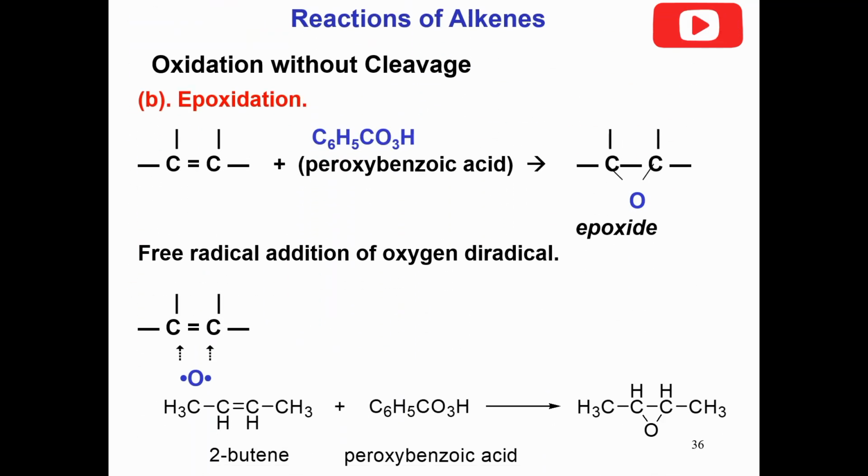Under oxidation without cleavage, we have epoxidation. In epoxidation, we are going to use peroxybenzoic acid to form an epoxide. So whenever you see a reaction of an alkene with peroxybenzoic acid, the product you're going to form is an epoxide. So the number of carbons in the alkene is going to determine the number of carbons in the epoxide.